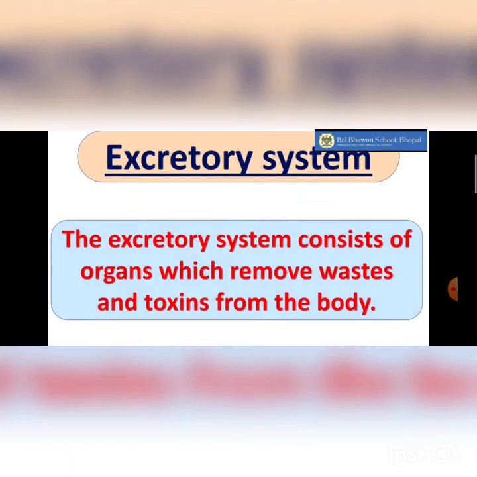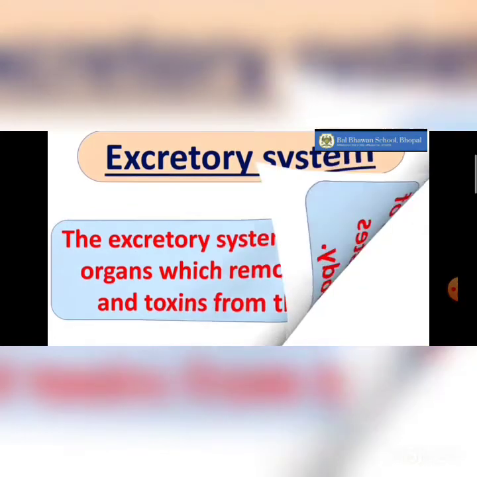So, now let us come to the definition of excretory system. It is an organ system that helps in getting rid of waste formed inside our body. So this system is known as excretory system.